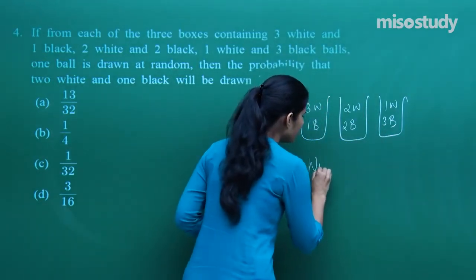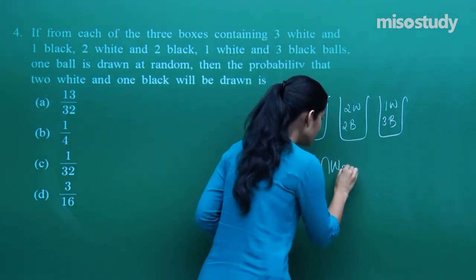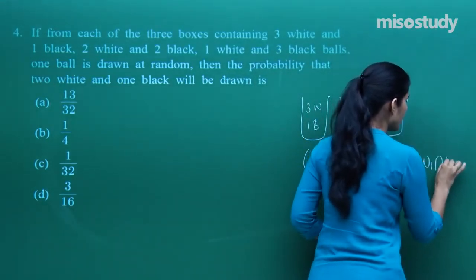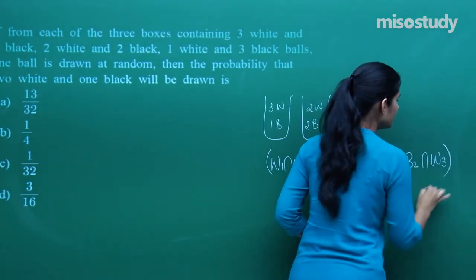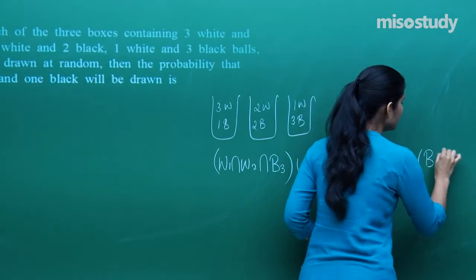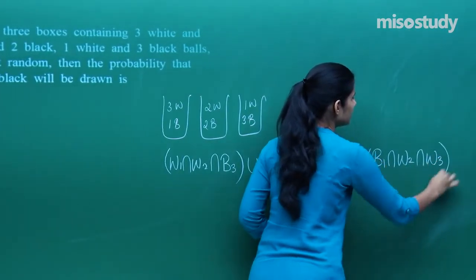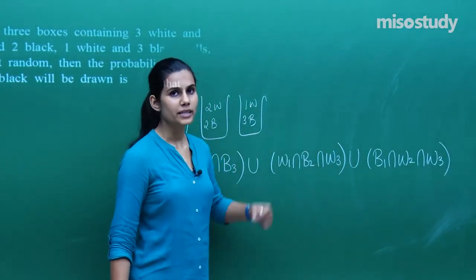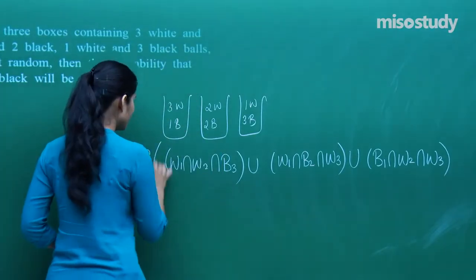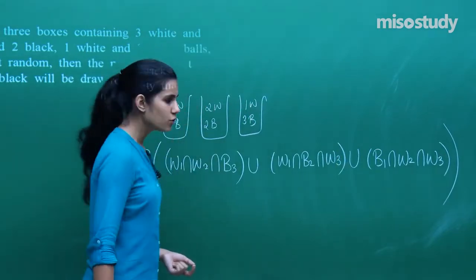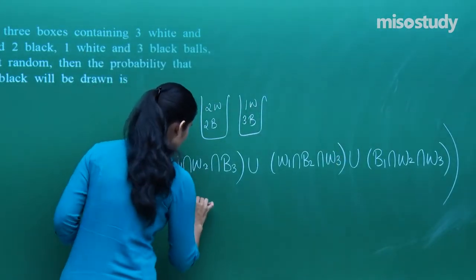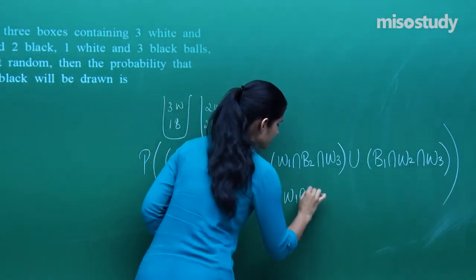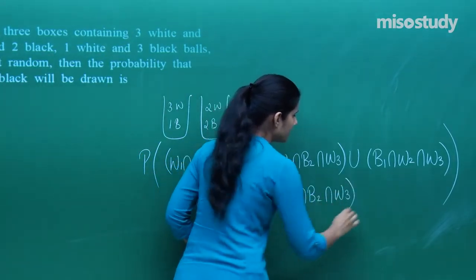I want 2 white and 1 black. So I can get W1 and W2 and black, or W1 then black from the second, white from the third, or black from the first and white from the second and white from the third. Right? This is the actual event of getting 2 white and 1 black balls when you are withdrawing one ball from each box. What is the probability of this event? They are all mutually exclusive, and therefore this is probability of this plus probability of this plus probability of this.